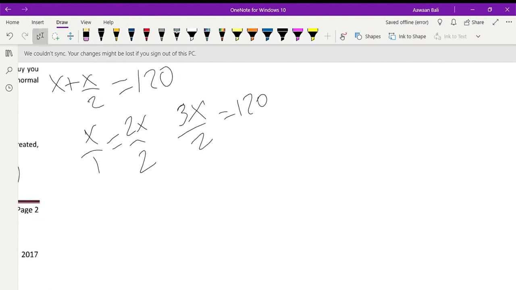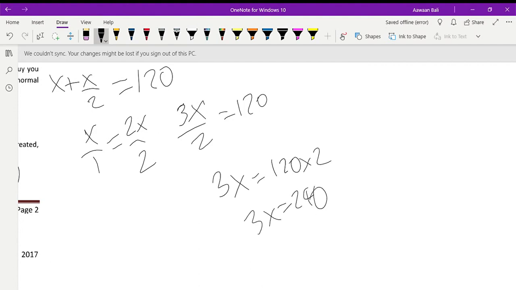Now what you can do is take the divided by 2 to the other side, so it becomes multiplication. So 3x is equal to 120 times 2. 3x is equal to 240, and dividing 240 by 3, x is 80 euro.